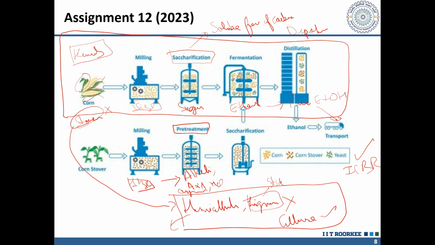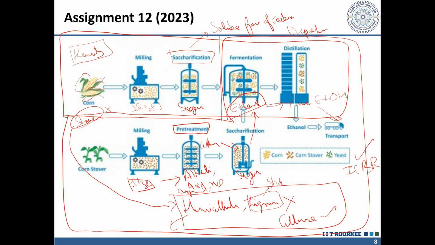And then after that, when we get the pure cellulose out of the pre-treatment method, we do the saccharification, in the same way as we did earlier, to produce sugars. And once we have the sugar, we again do the fermentation to produce ethanol and then purify it with the help of distillation. So this whole process can be used to produce bioethanol from the whole corn product.